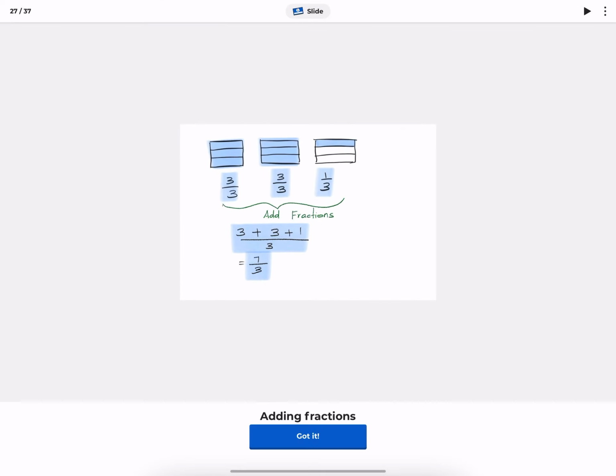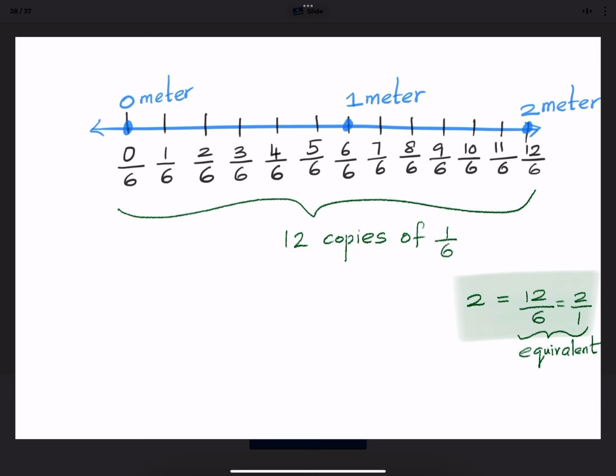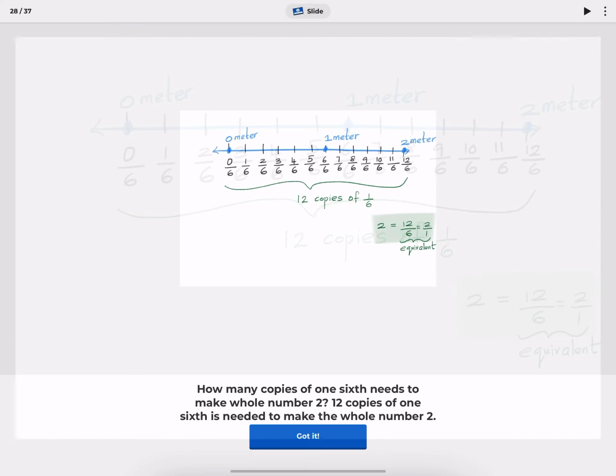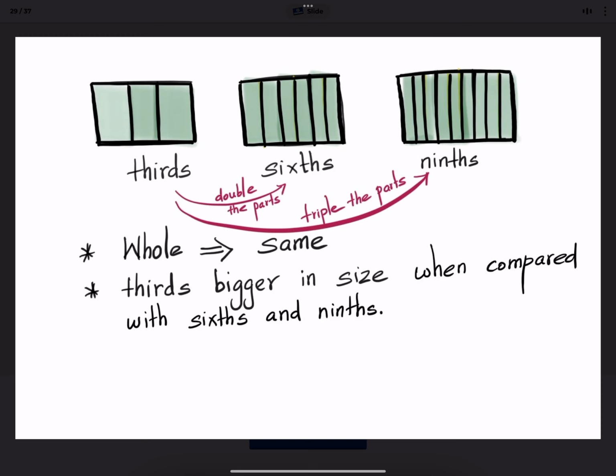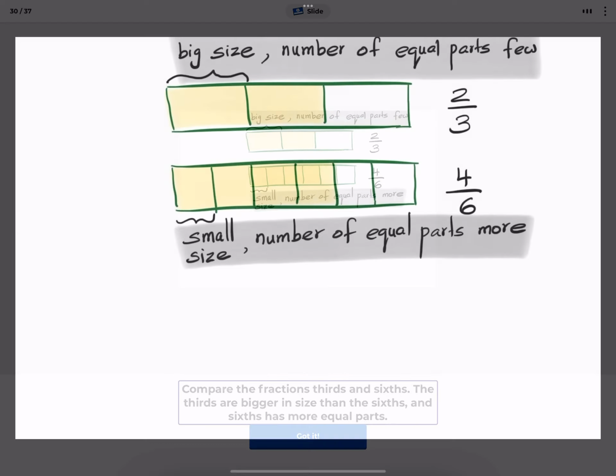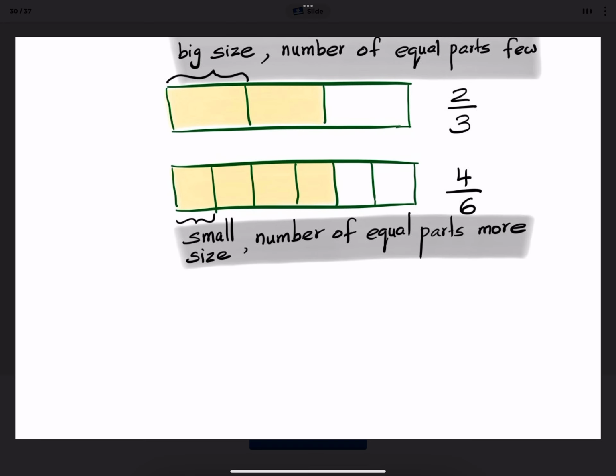How many copies of 1/6 are needed to make whole number 2? 12 copies of 1/6 are needed to make the whole number 2. Compare the size of the fractions thirds, sixths and ninths, while the whole remains the same. Compare the fractions thirds and sixths. The thirds are bigger in size than the sixths, and sixths have more equal parts.